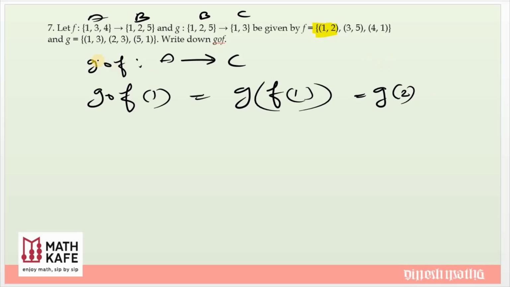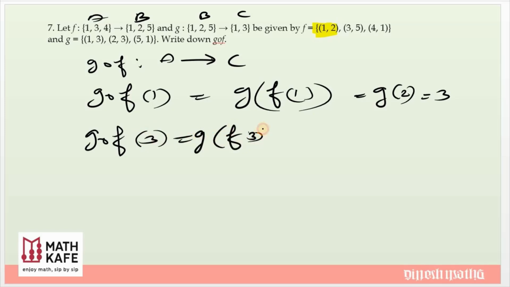Now what is g of 2? Look at the g function. When you are inputting 2, your output is 3. So it is 3. Now let us see the next value. What is the next value for the set A? 3. So g of f of 3.